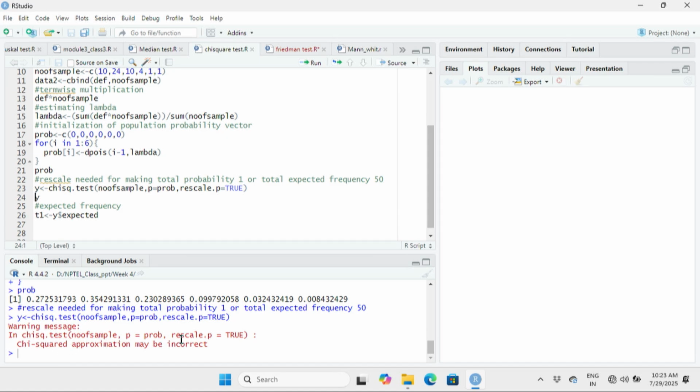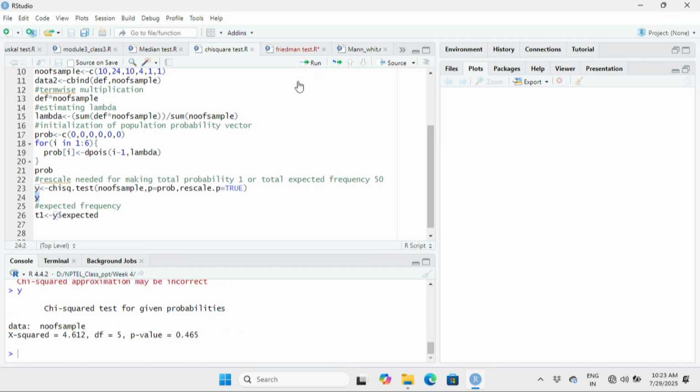Okay, since you are doing rescale.p is equal to TRUE, this warning message pops up that there might be some approximation. Clear? So what is the chi-square value? That is 4.612, which is very close to ours. Probably we got 4.14, just have a look over there. And what is the expected frequency? You can get that as well.